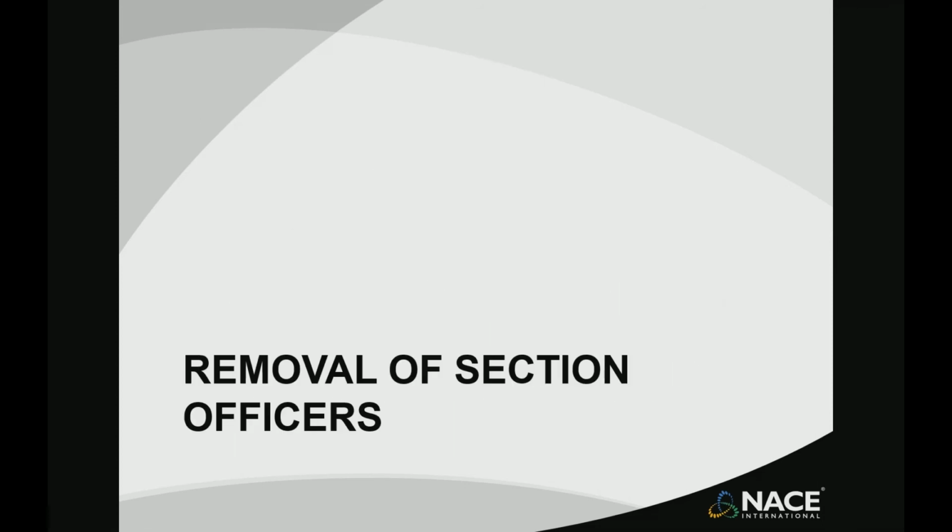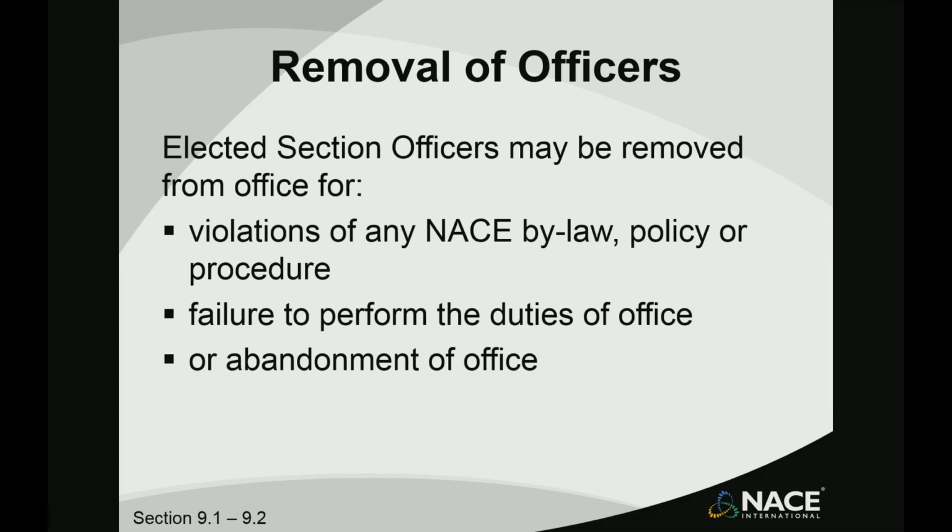One thing that was found during the review of the operating manual was there was no procedure for removal of section officers who are not performing their duties. This has since been rectified, and now Section 9.1 and 9.2 define the removal of section officers. Elected section officers may be removed from office for violations of any NACE bylaw, policy, or procedure, failure to perform the duties of office, or abandonment of the office.